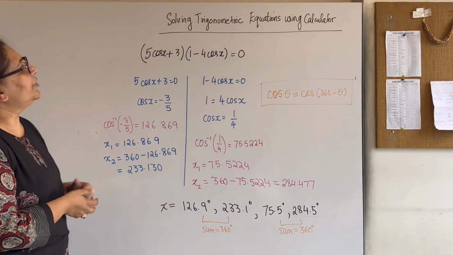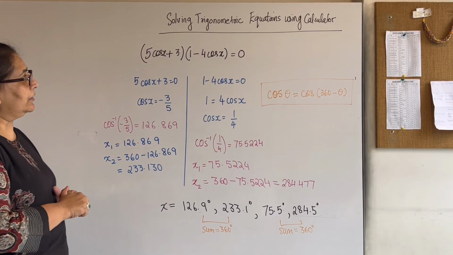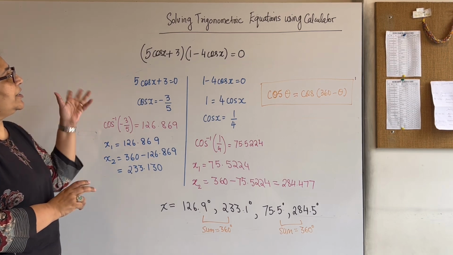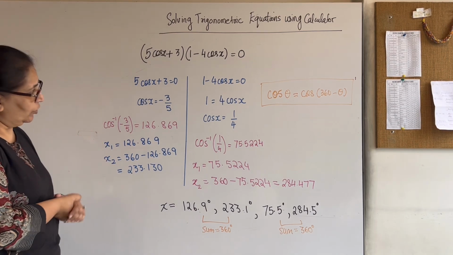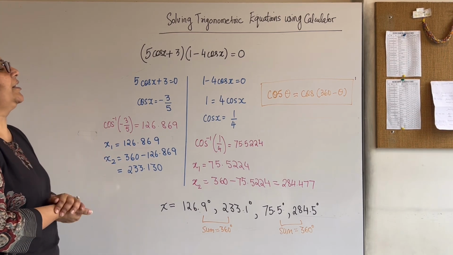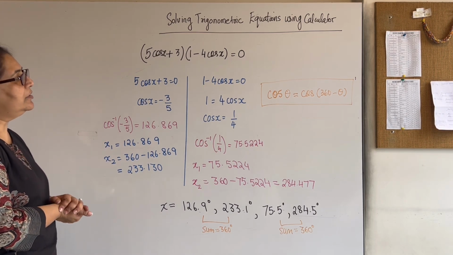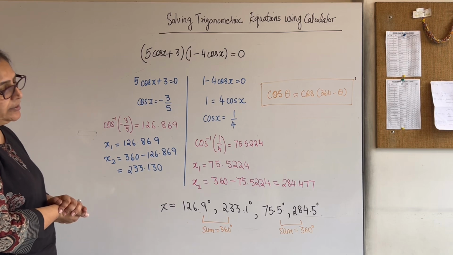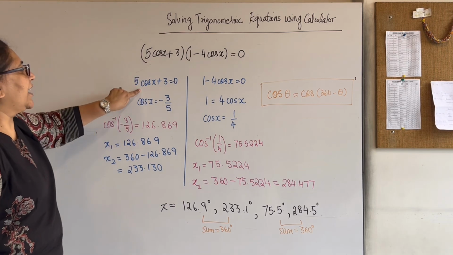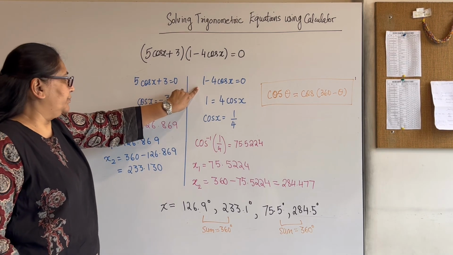We want to solve this trigonometric equation using a calculator. The equation is written in factorized form and the product of both the factors is 0. So the starting point is, whenever the product of two numbers is 0, at least one of the numbers is 0. So each factor is equated to 0.